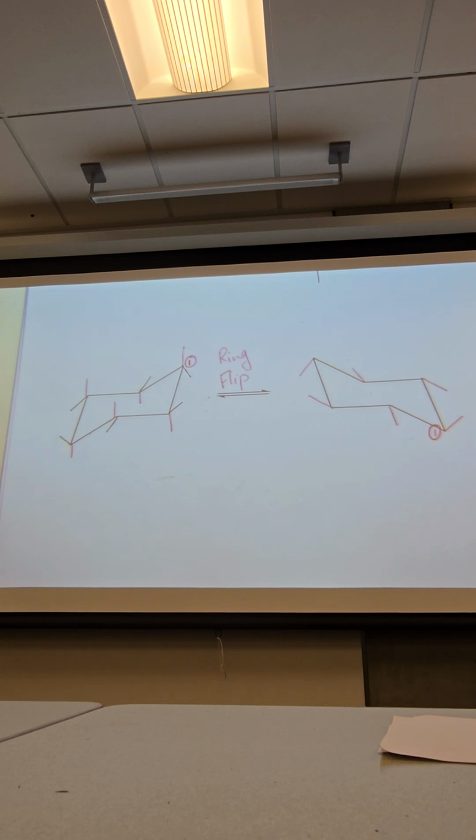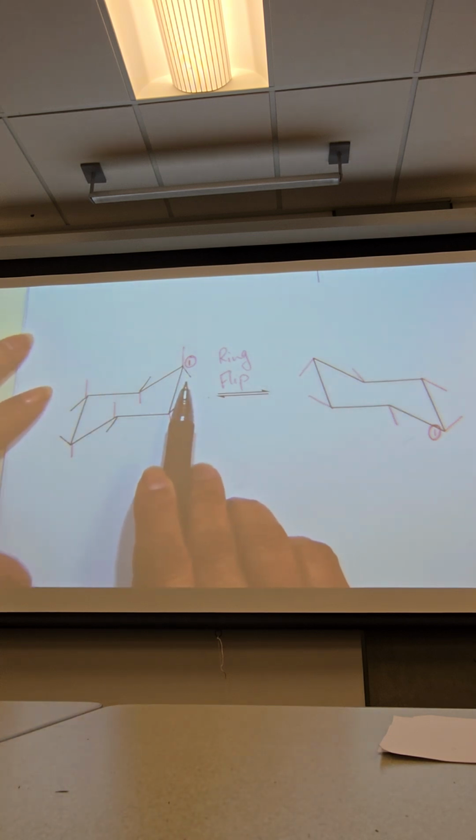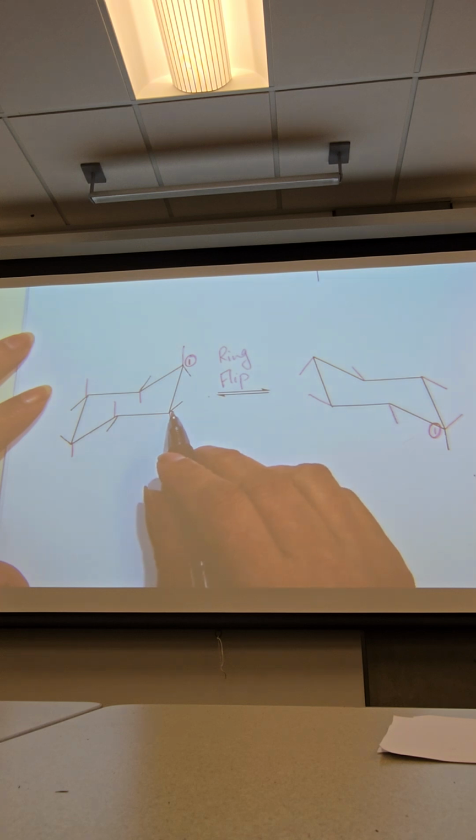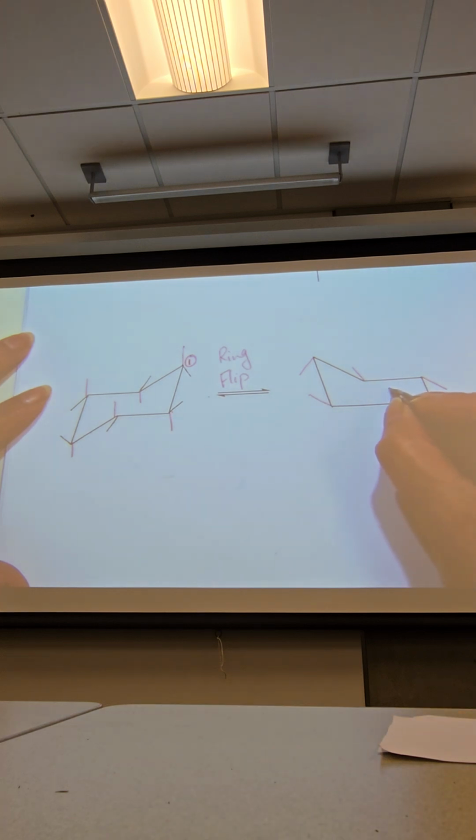Same thing here. Let's fill in the fourth bond, starting with C1. The equatorial was pointed down, right? Yep. So it becomes axial. Pointed down. Exactly. The next equatorial was pointed up. It's still pointed up, but it's axial. Axial.